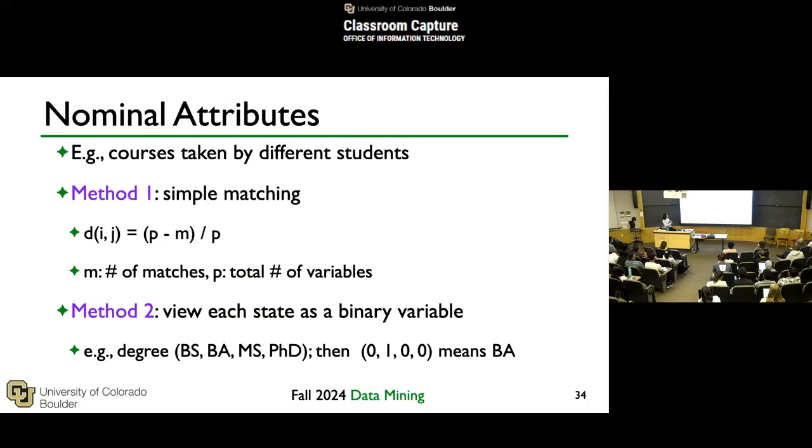You can also convert this into a binary. Have you taken this course or not? So you basically get a binary vector out of all the possible courses. Then whenever there's a match, 1, 1 or 0, 0, it's considered the same. But with the nominal set here, we don't have a notion of closeness. We only have a notion of exact match or not, okay?